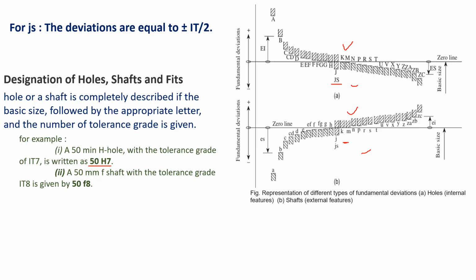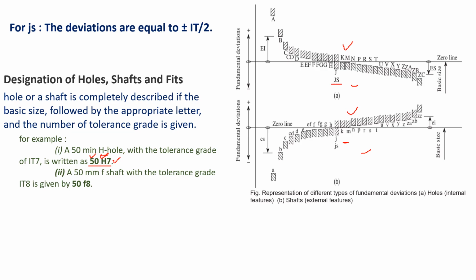So 50 is the basic size. Here capital H, so capital letters are used for the hole. H is the type of the fundamental deviation and 7 is the tolerance grade value. Its value is IT7.